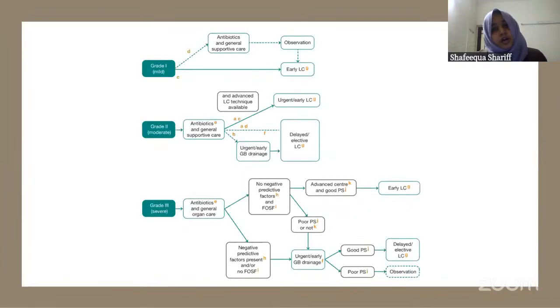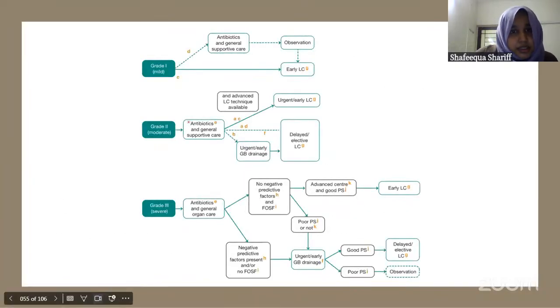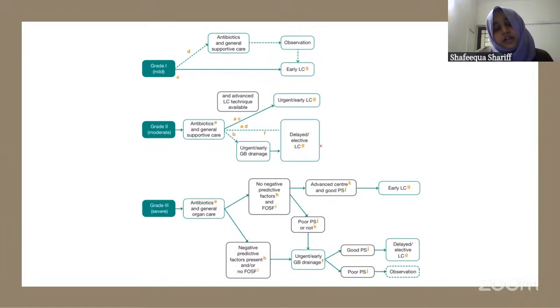This is a new update in the Bailey 28th edition, where they have given pathways on how you manage acute cholecystitis, grade 1, grade 2, and grade 3. Grade 1 is simple. You give antibiotics, general supportive care, and you plan the patient for an early laparoscopic cholecystectomy. In grade 2, you give antibiotics and general care. If the patient has come in early, you can do an urgent or early laparoscopic cholecystectomy, that is within 5 to 7 days. If not, if the patient's general condition is poor, you can do an early GB drainage, and then move on to a delayed or elective laparoscopic cholecystectomy after 6 weeks.